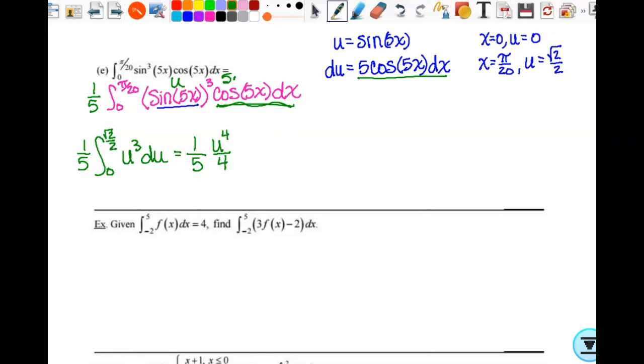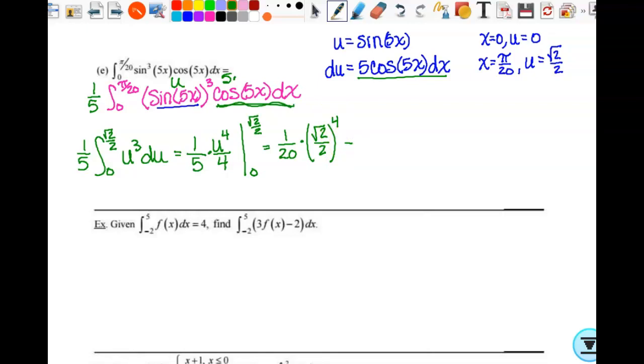All right, and I'm going to evaluate that from 0 to the square root of 2 over 2. So let's start with the top. Are y'all okay with me taking this and making this 1 over 20? Yes? Okay. So this is going to equal 1 over 20 times square root of 2 over 2 to the 4th power.